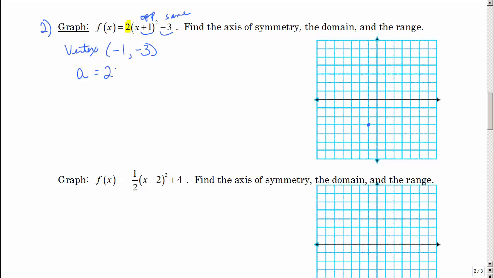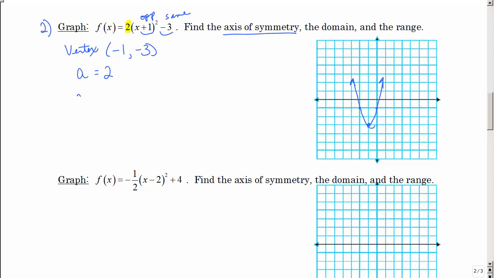How do I graph that? Again, from the vertex, always over 1, and then whatever A is. And I'm going to do the same thing on the left side. So over 1 and up 2. So this is a skinnier or thinner parabola than the first example.